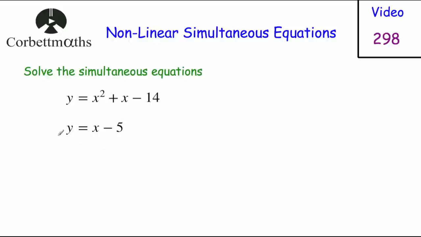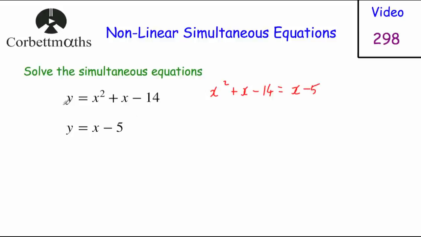And so let's solve these simultaneous equations. Now, there's two different ways to solve simultaneous equations, and we're going to look at two different examples in this video. So here we're quite lucky. We've got y equals x squared plus x minus 14, and we've also got y equals x minus 5. Now, if we've got two simultaneous equations where it's y equals and y equals, we can put them equal to each other. The reason is we know y is equal to this, and we also know that y is equal to this. So that means that we could write x squared plus x minus 14 equals x minus 5.